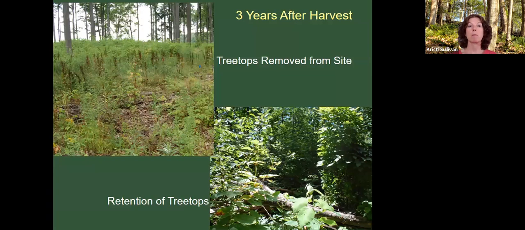And just to illustrate that a little bit more, there's a picture from one of our sites on the left where all the treetops were removed from the site 3 years before that. And we really don't have any seedlings growing. You have a lot of goldenrod and some grasses. Versus to the right, there's a picture of the trees growing up through one of our piles of treetops that was left behind. So we're getting good growth of new young trees there. So there can be some protection that's afforded by these piles in terms of deer browsing and allowing tree seedlings to regenerate or regrow.